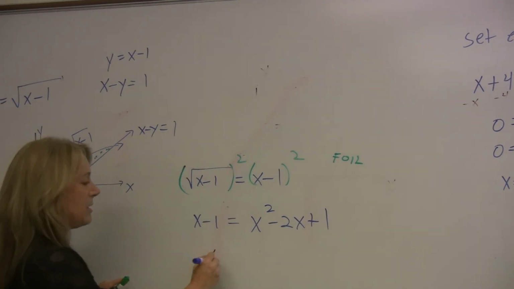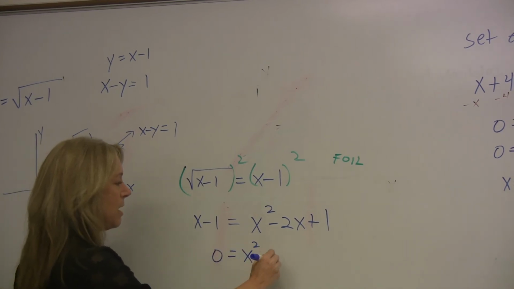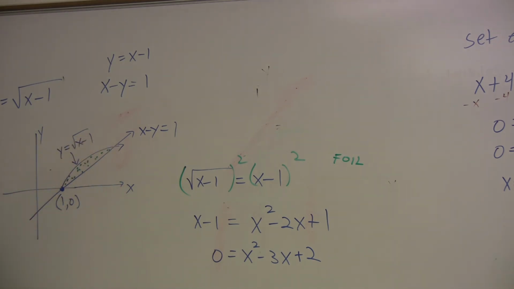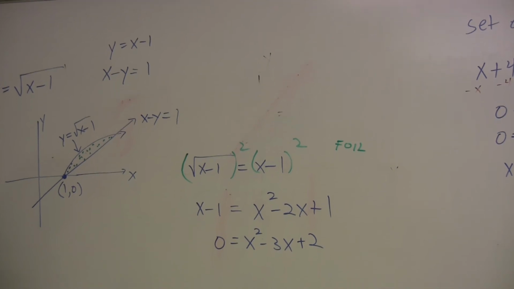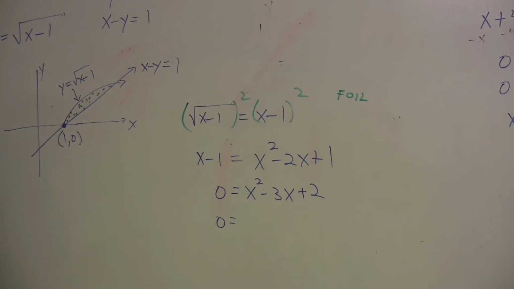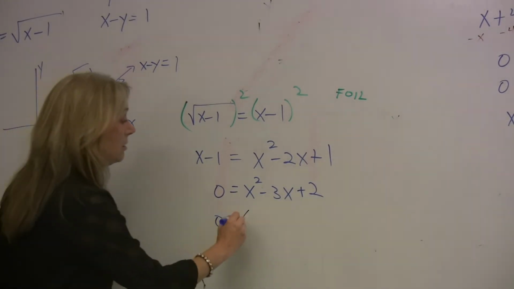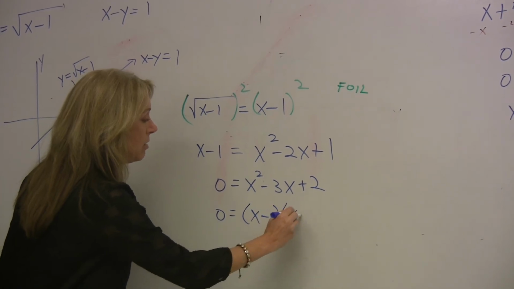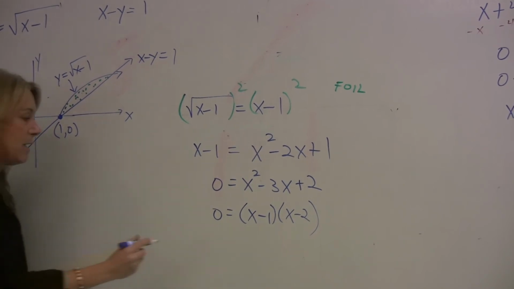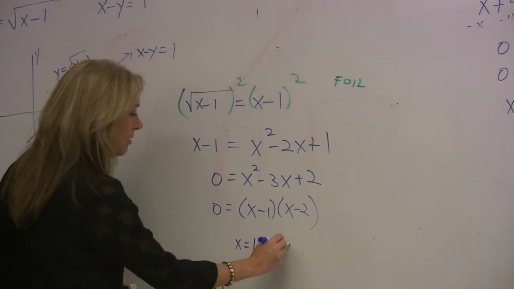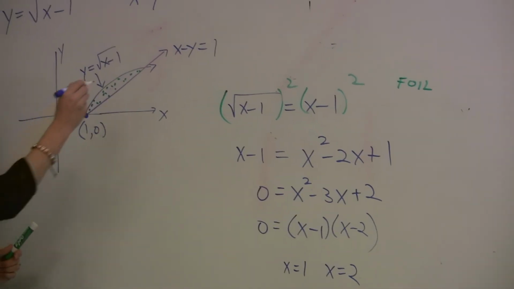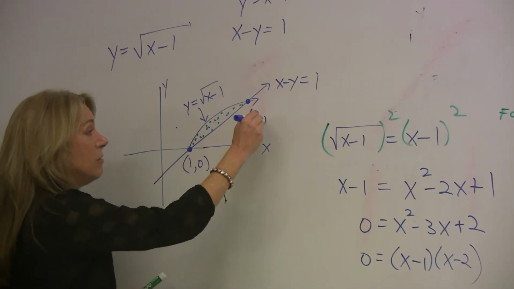And then I'm going to put everything on one side. So that's x squared minus 3x plus 2. And then factor, someone just said it, factor. (x minus 1)(x minus 2). Lots and lots of algebra today. Day 1. 1 and 2. We already knew the 1. So now I know that this one is x equals 2.